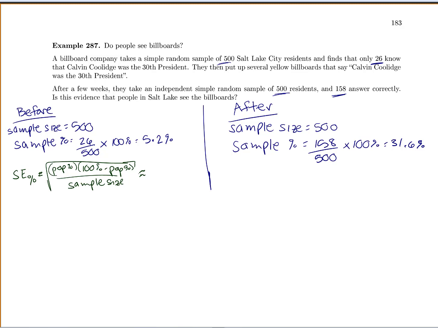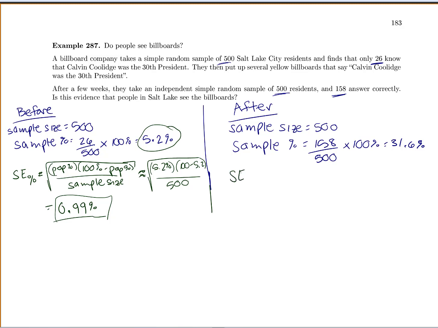Now, we don't know a population percent. No one told me what my population percent should be. So what percentage am I going to use? The only percentage I know about anything for this is this 5.2. So let's use that. So we'll do 5.2% times 100 minus 5.2 all over my sample size of 500, which should give me 0.99% as my standard error.